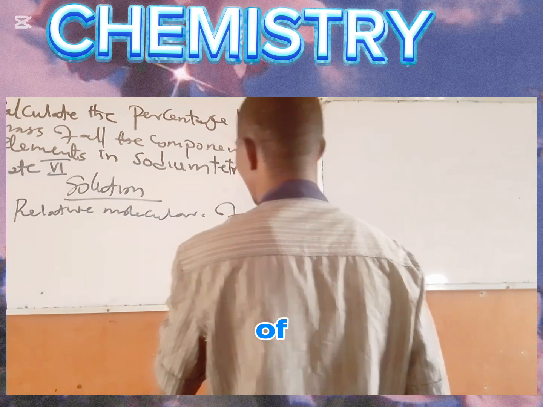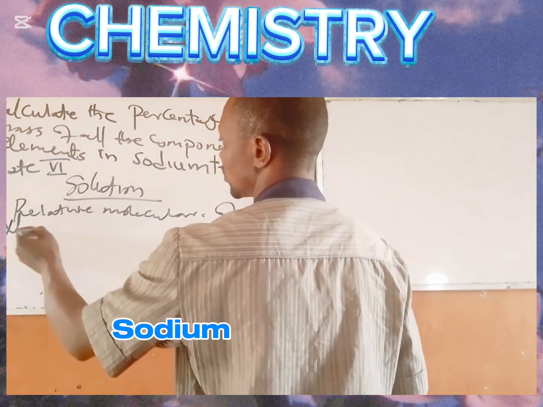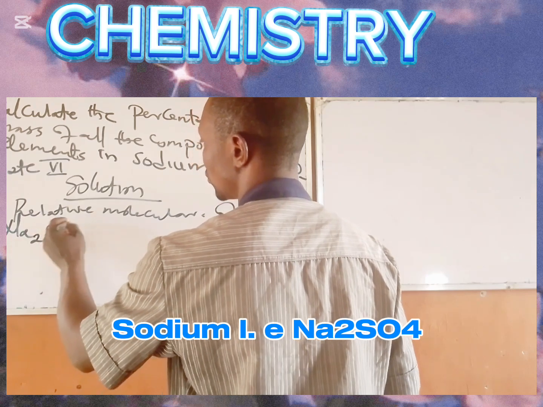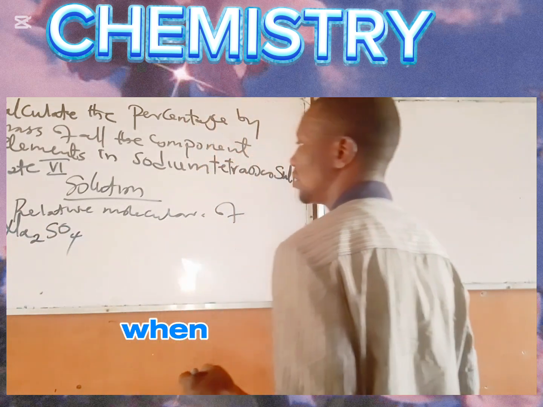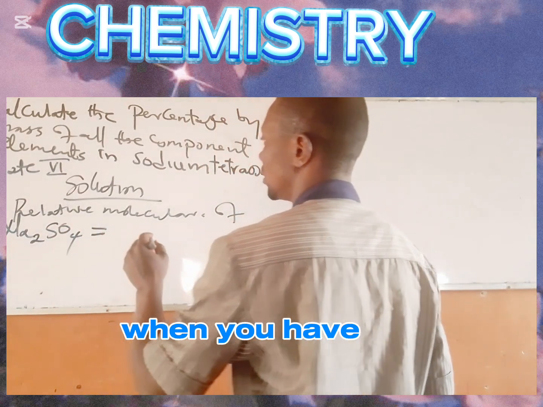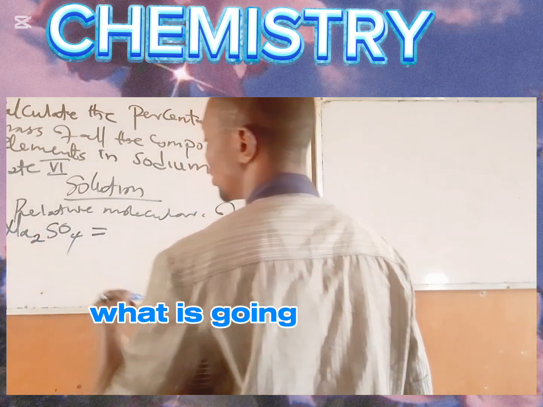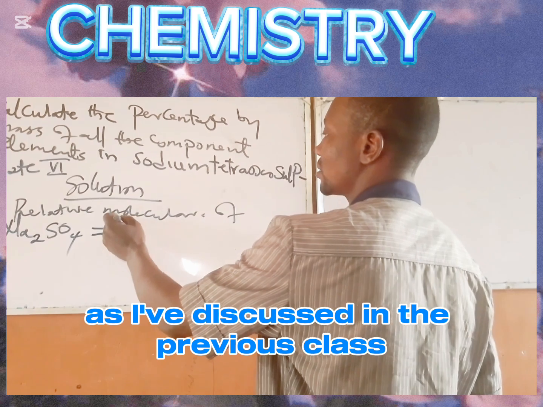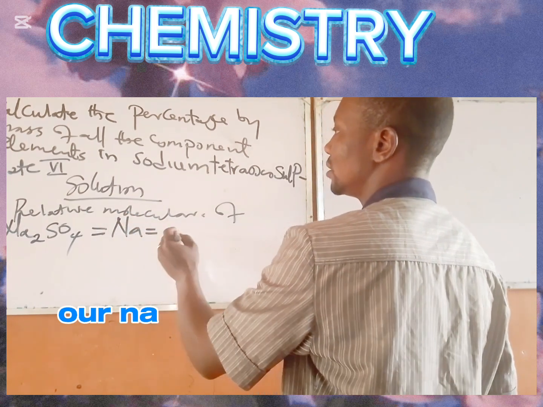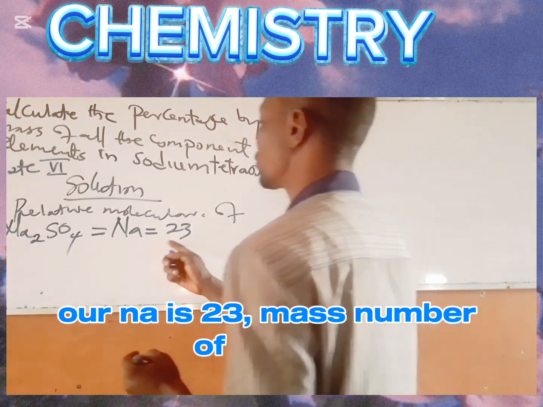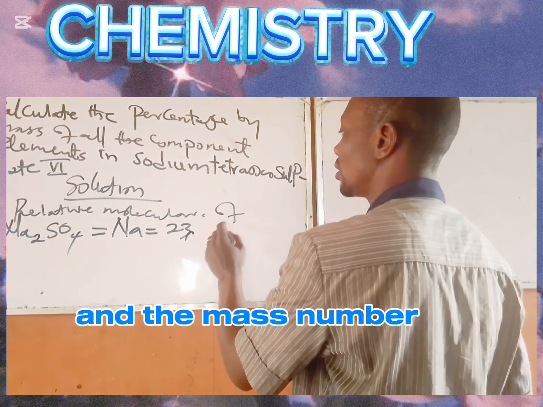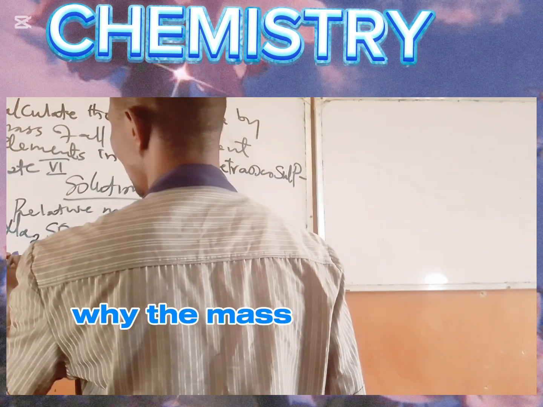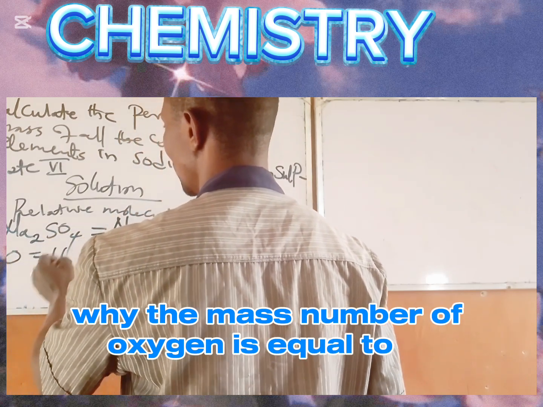of sodium as Na2SO4. When you have that, you need to understand what the mass number of sodium is. As I've discussed in the previous class, Na is 23, that's the mass number of sodium, and the mass number of sulfur is 32, while the mass number of oxygen is equal to 16.